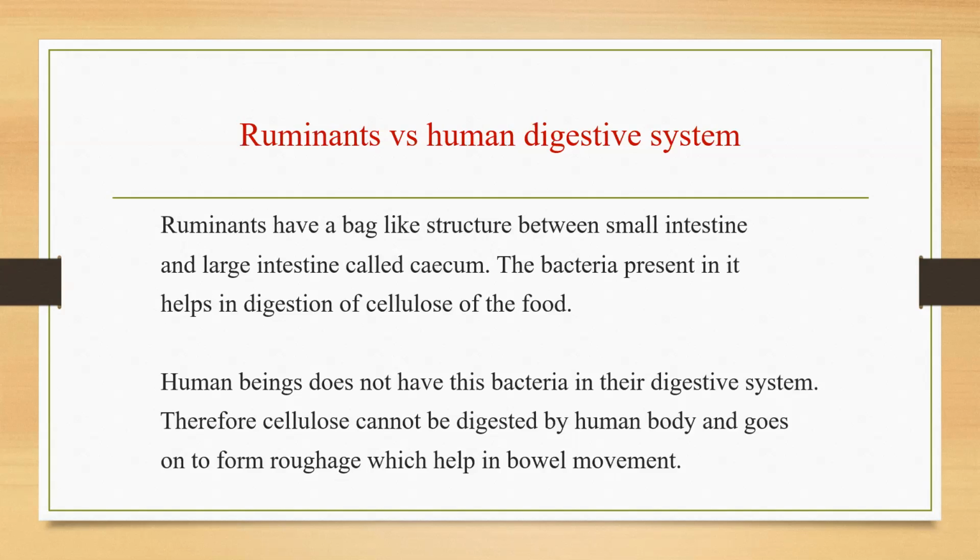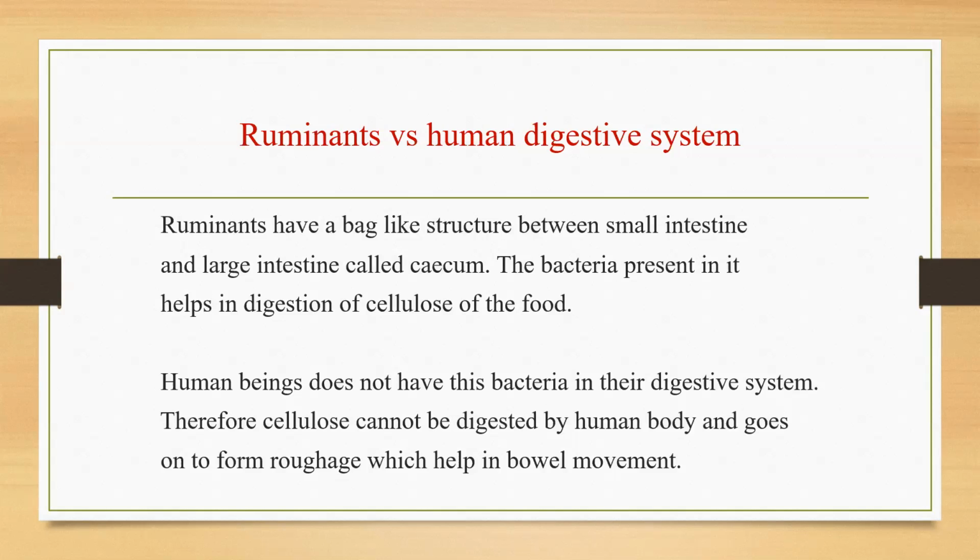So what is the role of this? Whatever plant product you are eating acts as roughage, which helps in bowel movement. It ultimately helps in the excretion of waste from our body. So the role of this roughage is to help in excretion of the waste product present in our body, which is known as bowel movement. Bowel movement means excretion. It helps in the excretory process.